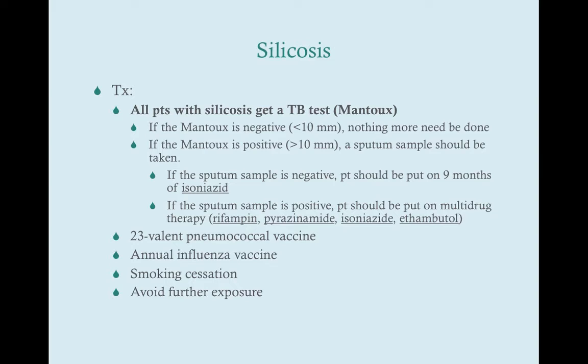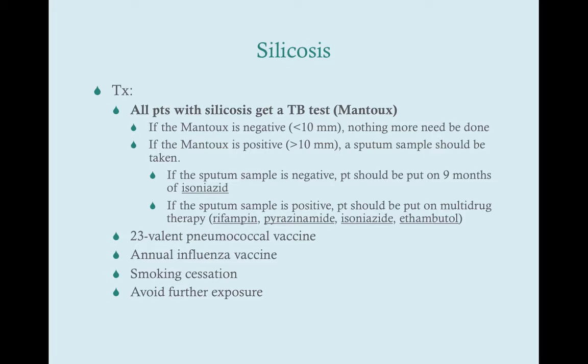So for treating patients with silicosis, all patients who are diagnosed with silicosis on chest x-ray need to get a TB test. Why? I don't know. There just happens to be this correlation between silicosis and TB. So the recommendation is that once you've diagnosed a patient with silicosis, the very next best step is to get a TB test. So what you're doing for the TB test is you're getting the skin test, the Mantoux test. So you're injecting tuberculin into the skin, and you're looking to see if you get a reaction. If there's an induration of less than 10 millimeters, nothing needs to be done.